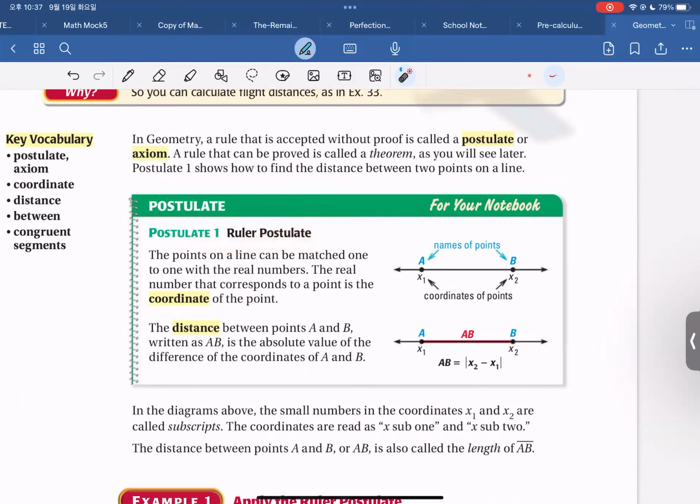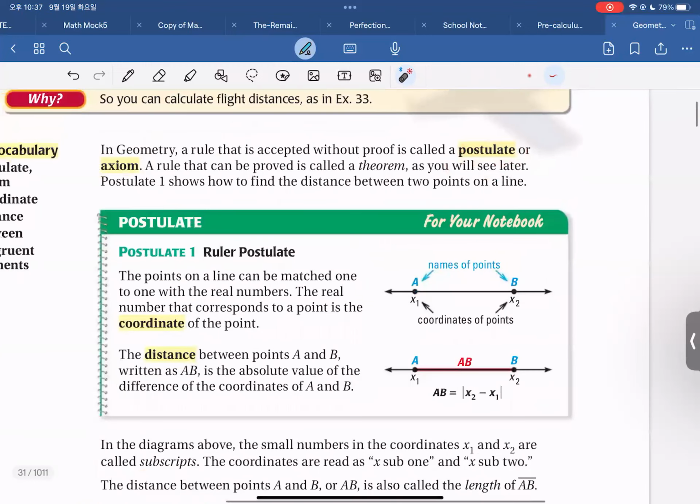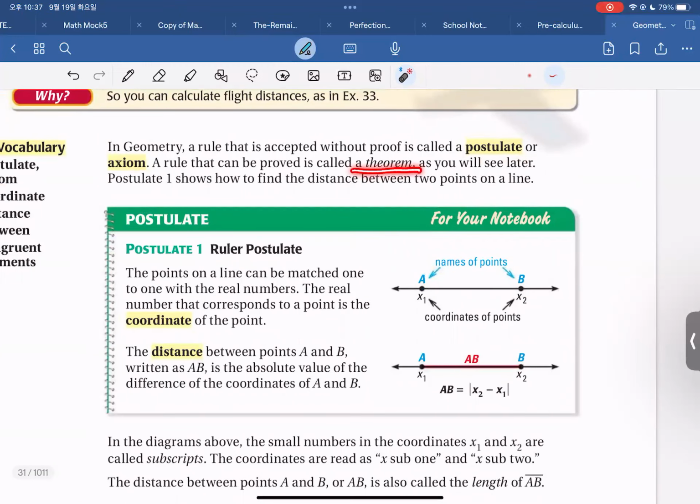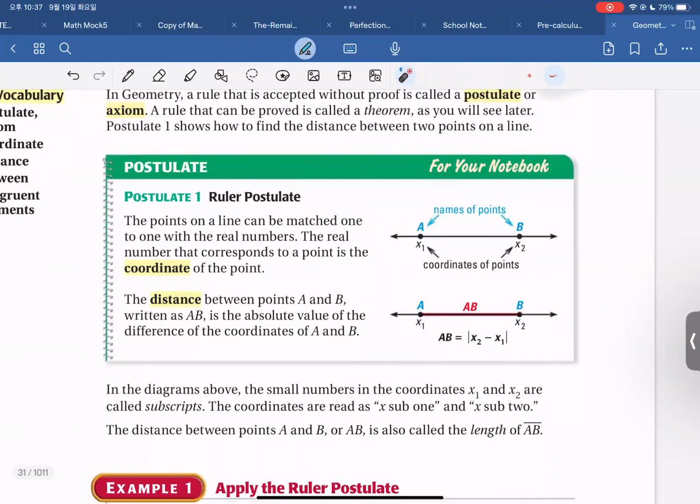A rule that is accepted without proof is called a postulate or axiom. Usually they call it a postulate, but you can also know it as an axiom. A rule that can be proved is a theorem, which you will be doing a lot later on. Usually a postulate is so obvious you don't really need logical reasoning to prove it. Let's look at the ruler postulate. The points on a line can be matched one-to-one with the real numbers. The real number that corresponds to a point is the coordinate of the point, and it's basically talking about the names and coordinates of points, which is pretty straightforward.